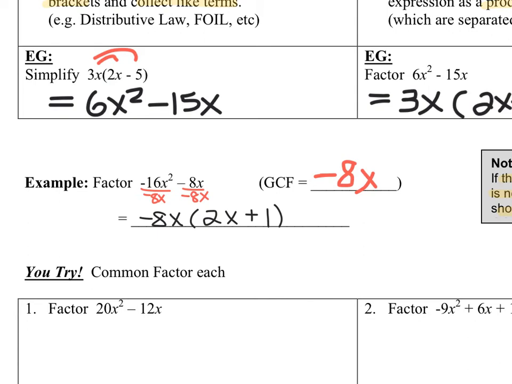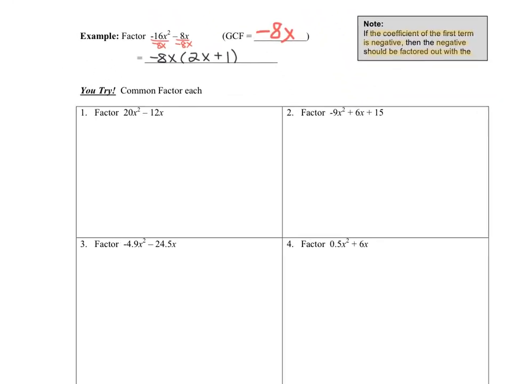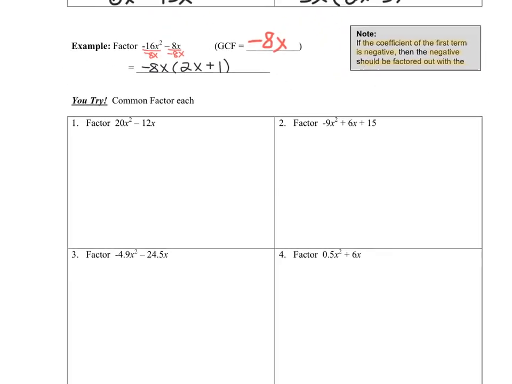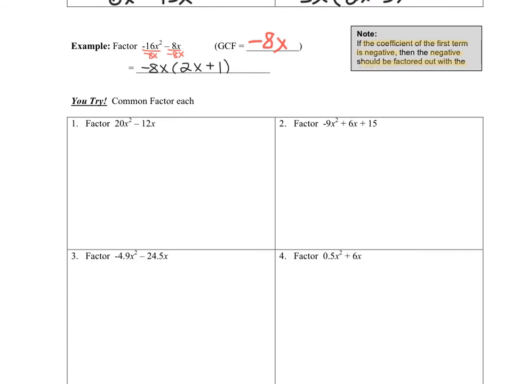Okay, let's try a few more examples. Okay, so for 20x squared minus 12x, I want you to think of what that greatest common factor is. So pause the video, try to think of it on your own. So your greatest common factor here should be 4x. So that's what we're going to divide everything by. And when we divide it out, make sure we write the greatest common factor out front. And now I want you to do the division on your own and pause the video.